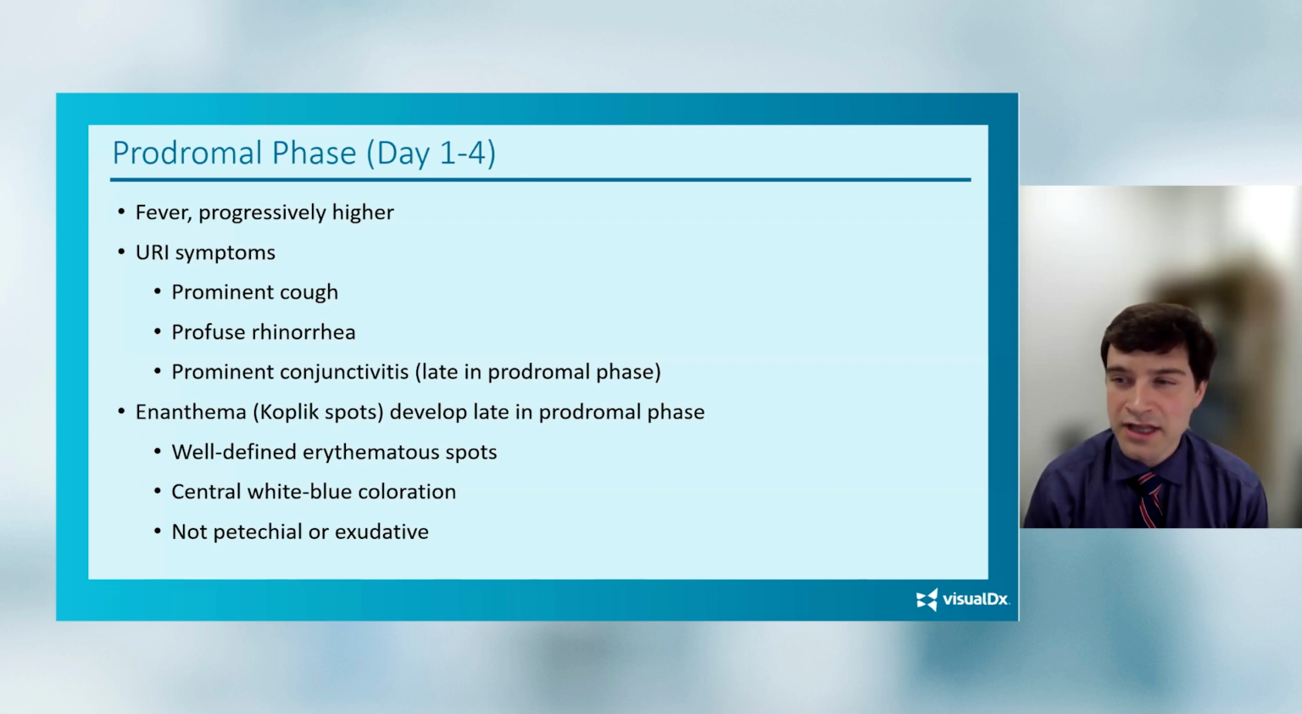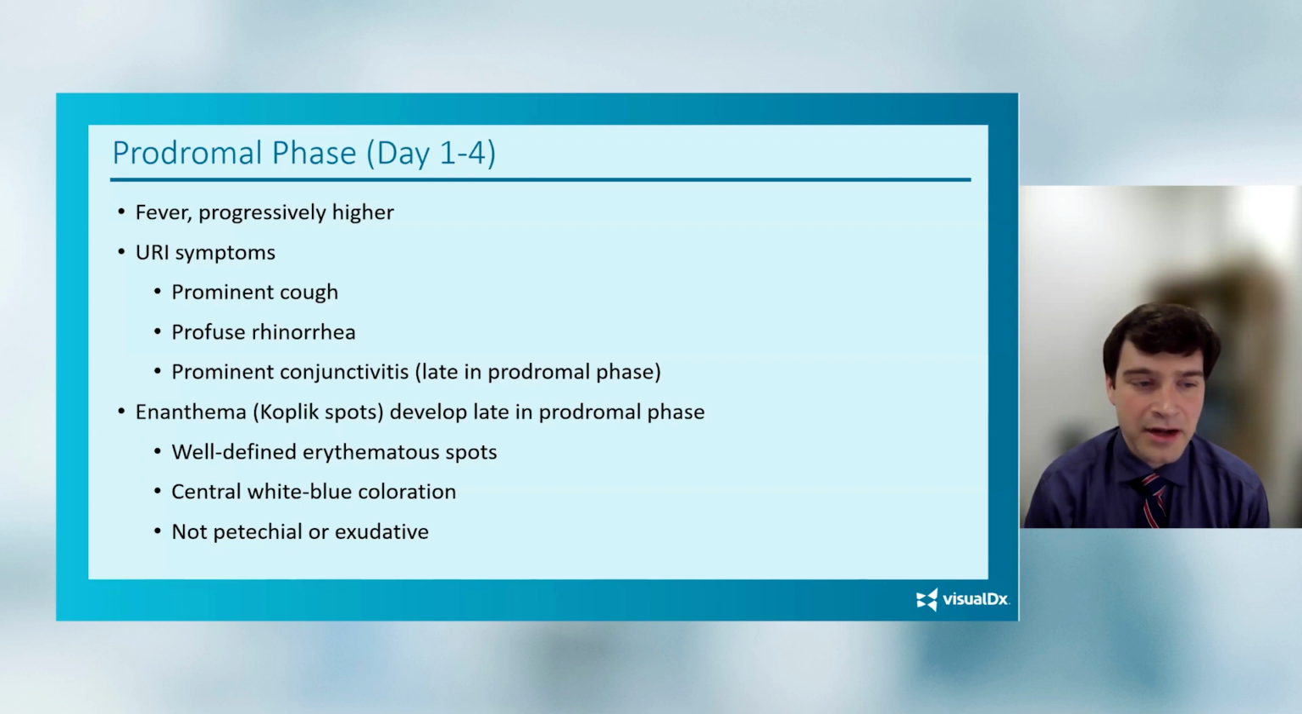One thing to note, though, about measles is that these symptoms are usually quite prominent. They're not very mild. The cough can be very severe. The rhinorrhea can be so profuse that it causes inflammation of the nasal mucosa, and the conjunctivitis also can be quite prominent.